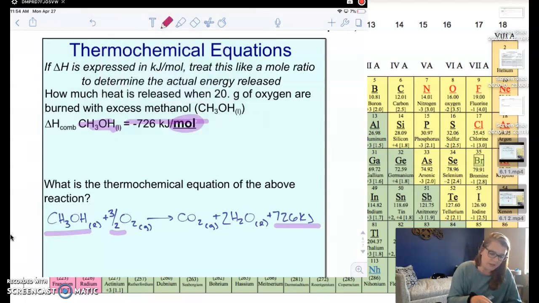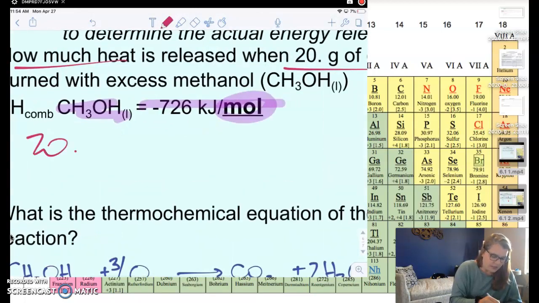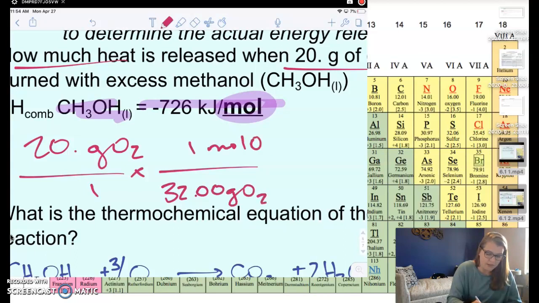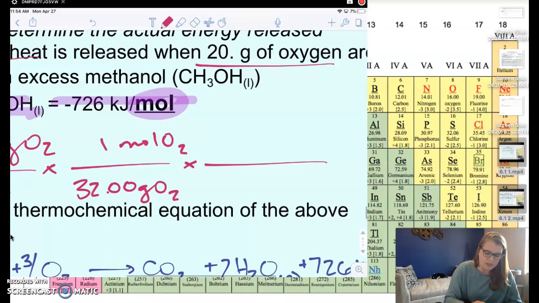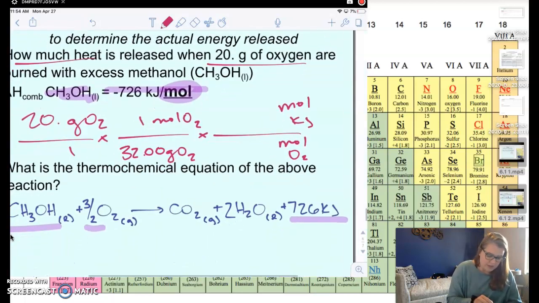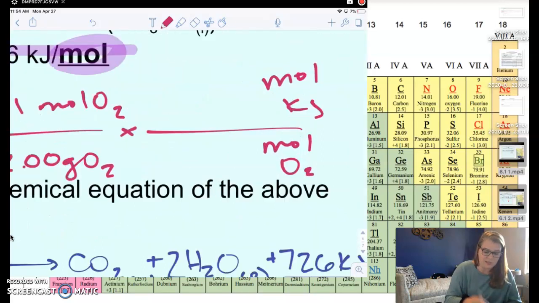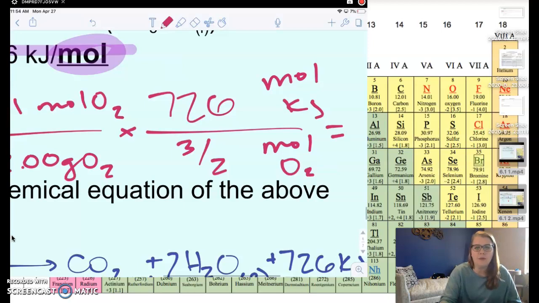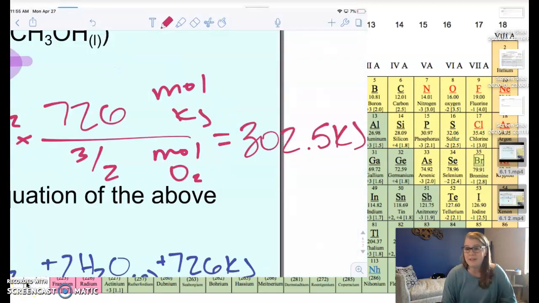So to go ahead and do my problem here, I've got 20 grams of oxygen and I want to know how much heat is released. So I will take my 20 grams of oxygen, put it over 1. I can convert grams of oxygen to moles of oxygen like I've always done. And then you're going to go from moles of oxygen to basically kilojoules. If you look at this, my ratio is 3/2 to 726. So 3/2 oxygen and 726 kilojoules. That's my ratio between the two. And when you calculate your answer, you get this.